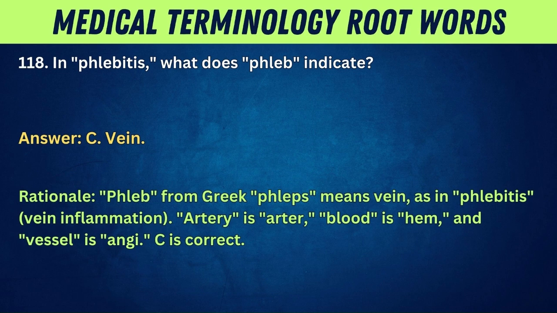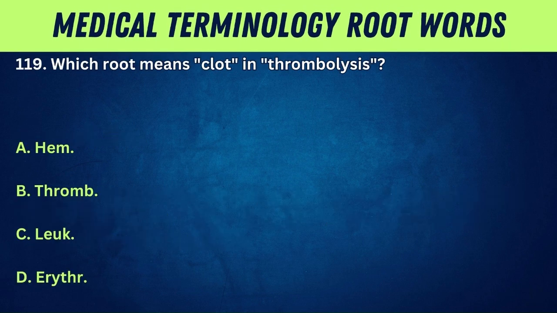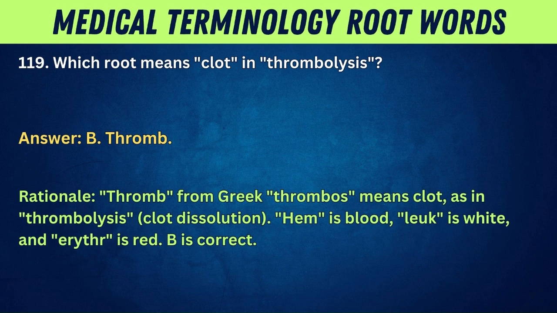C is correct. 119. Which root means clot in thrombolysis? A. Hem. B. Thromb. C. Leuk. D. Erythr. Answer: B. Thromb. Rationale: thromb from Greek thrombos means clot, as in thrombolysis, clot dissolution. Hem is blood, leuk is white, and erythr is red.